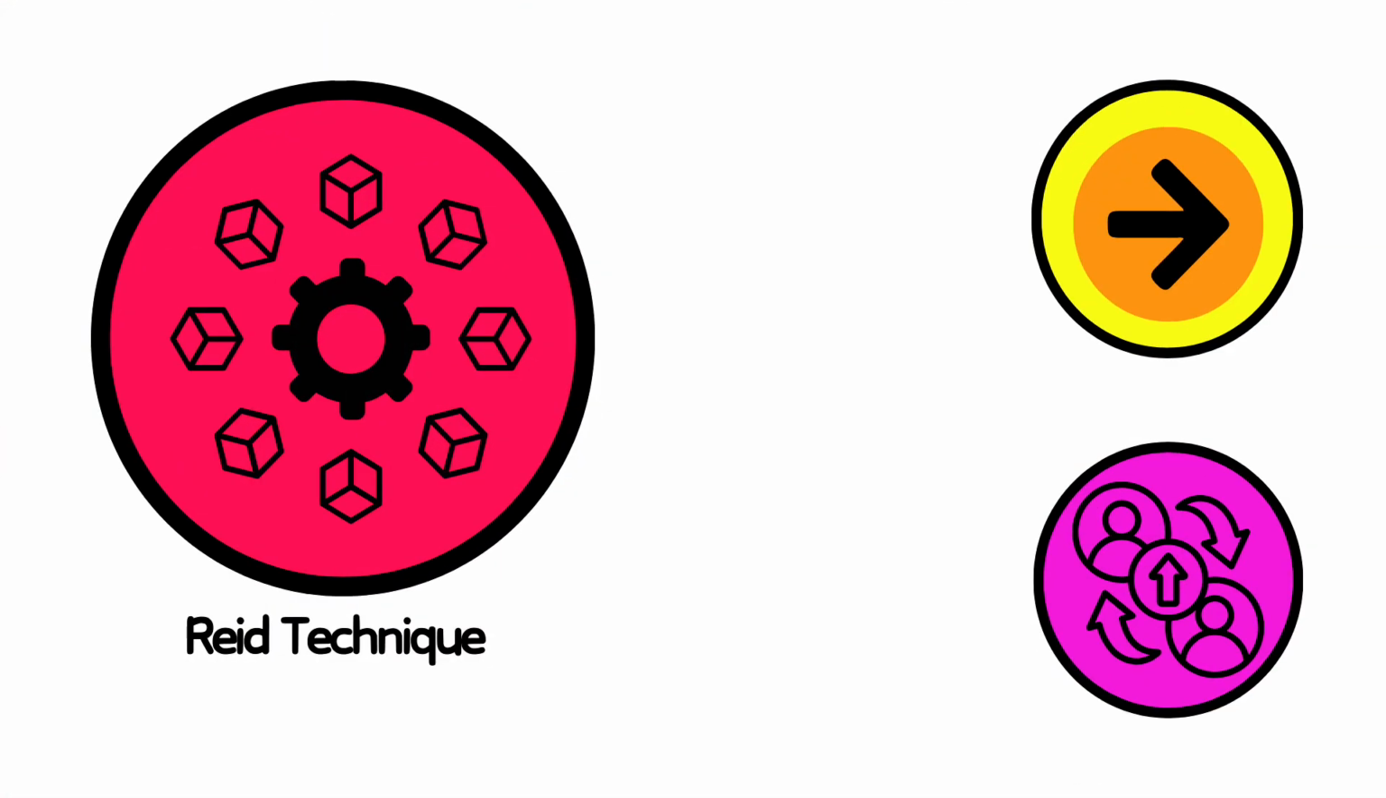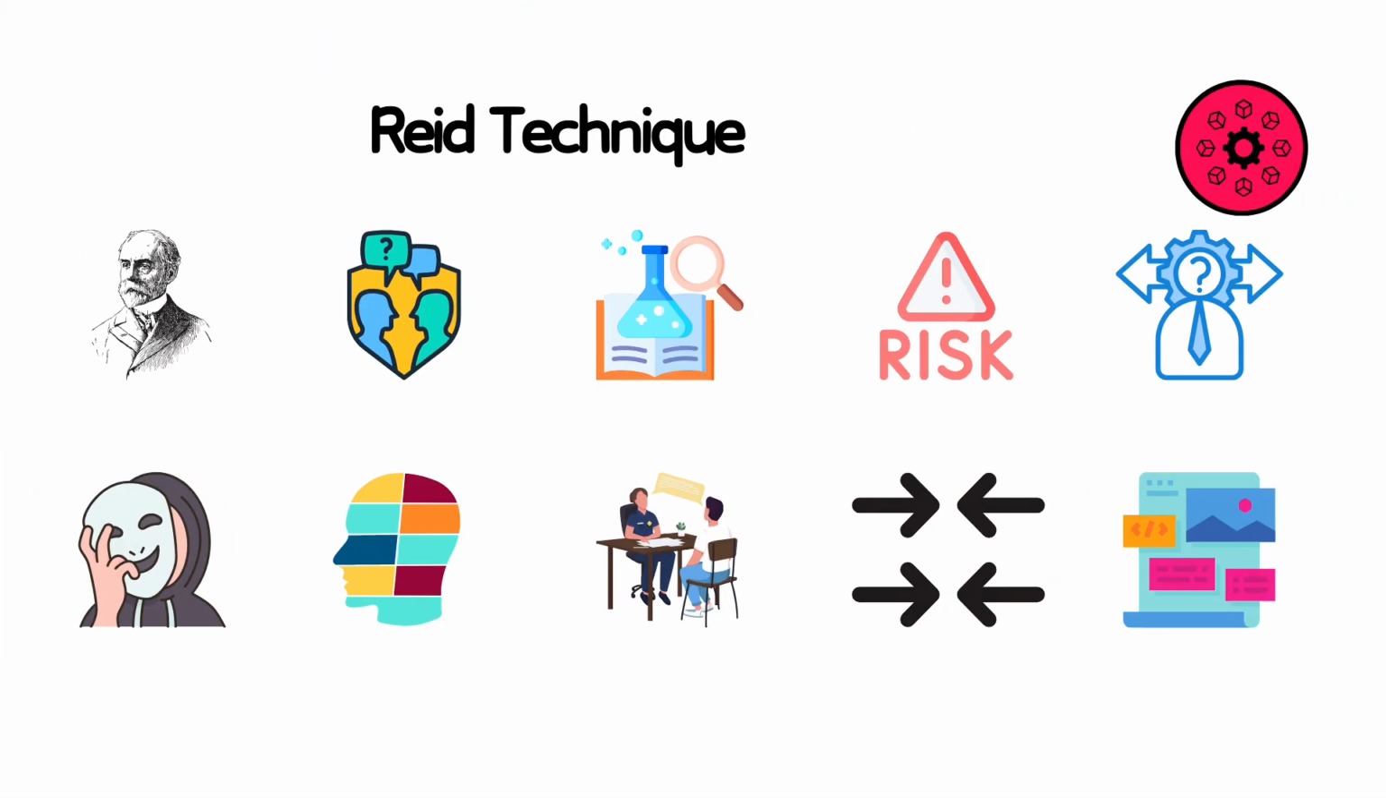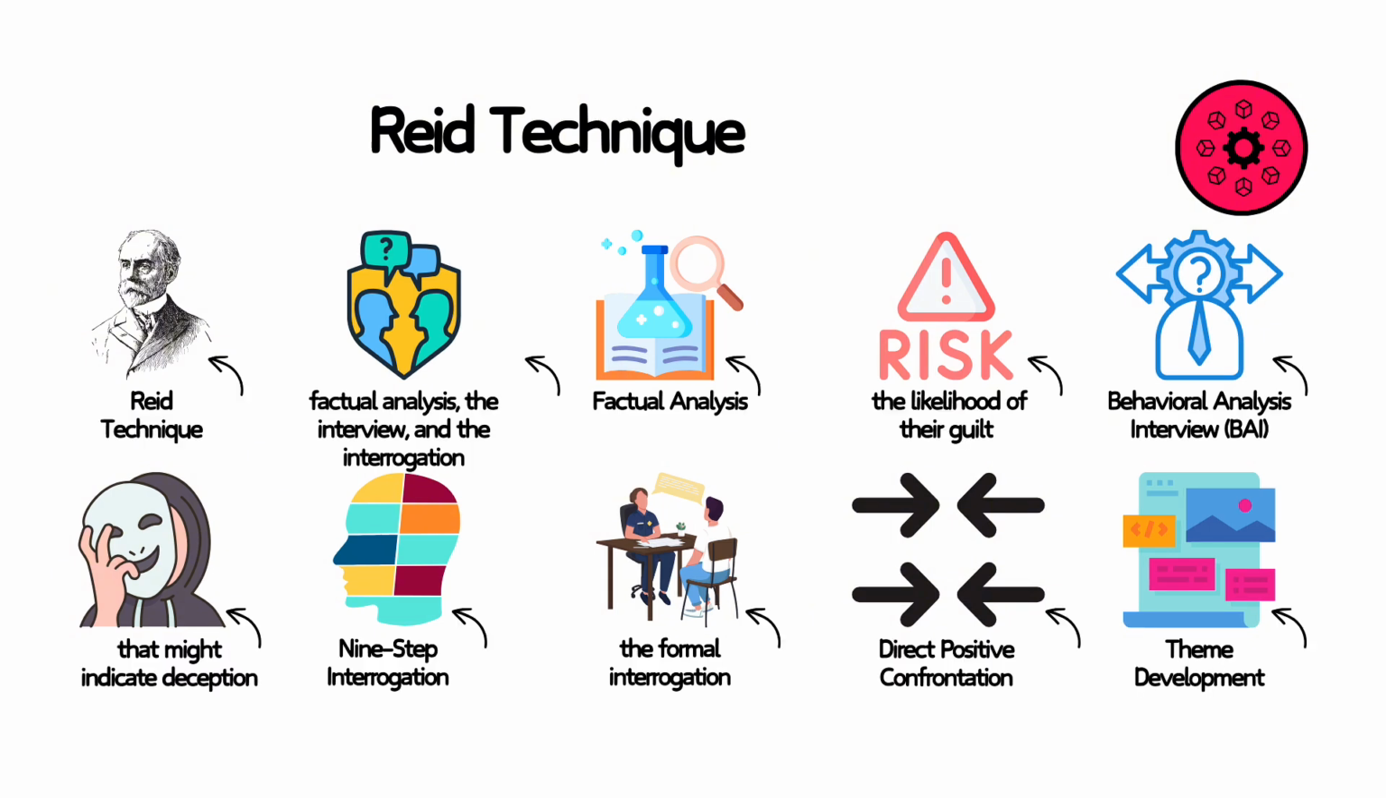2. Reid Technique. The Reid Technique is one of the most well-known methods of interrogation in law enforcement. Developed by John E. Reid in the mid-20th century, it is designed to extract confessions from suspects through a structured approach. The technique is broken down into three main stages: factual analysis, the interview, and the interrogation.